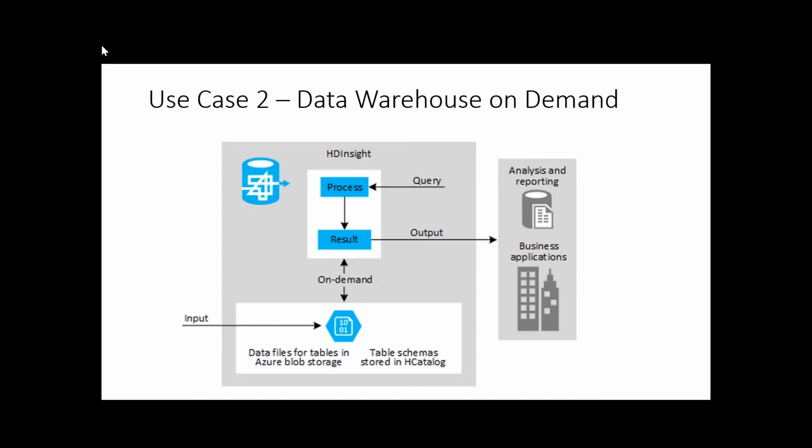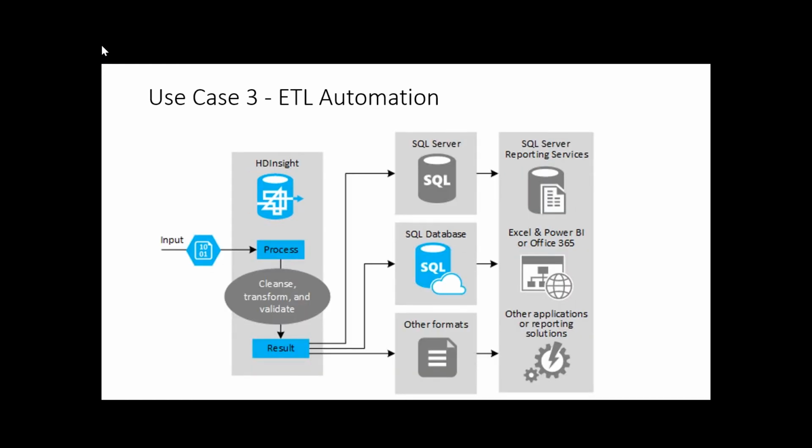Data egress, bringing data out, is where you get a little bit of a charge. So if you're only bringing out the data that you really need, you can ultimately save a lot of money over time. So a lot of customers are getting a lot of value out of a use case like this. The third one is around ETL automation.